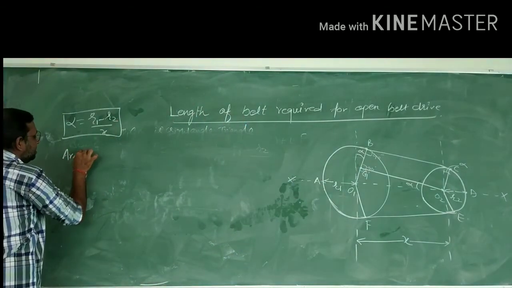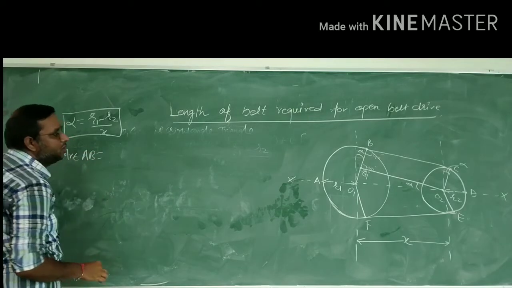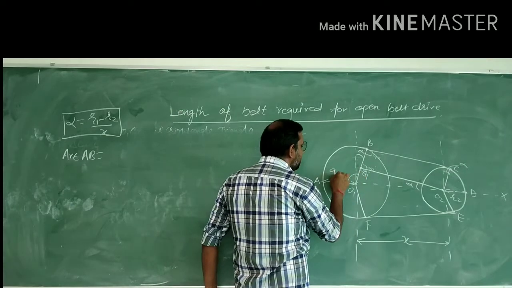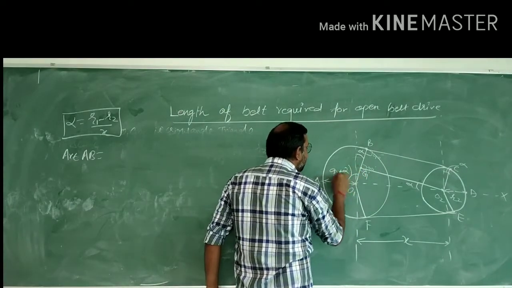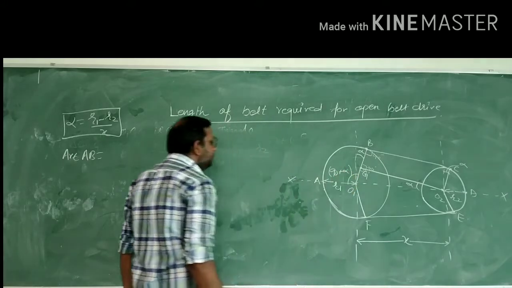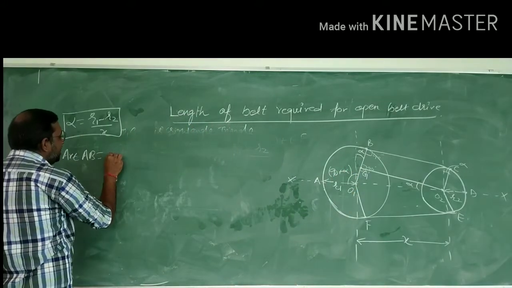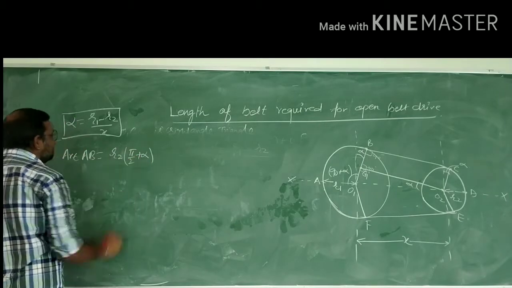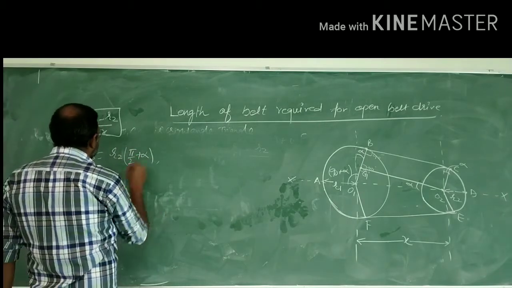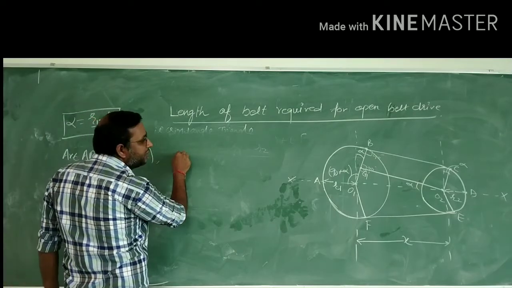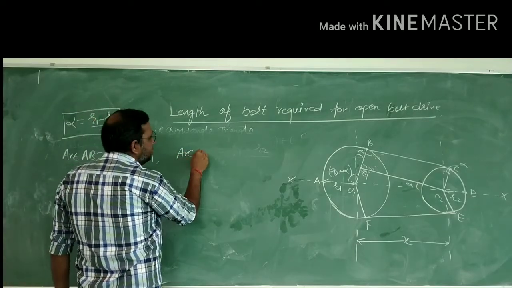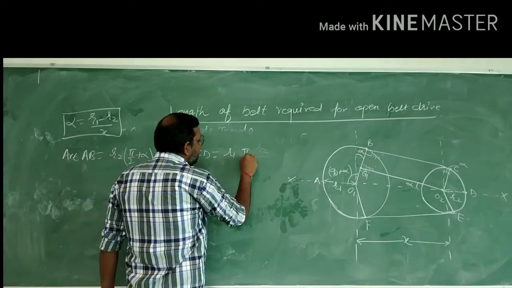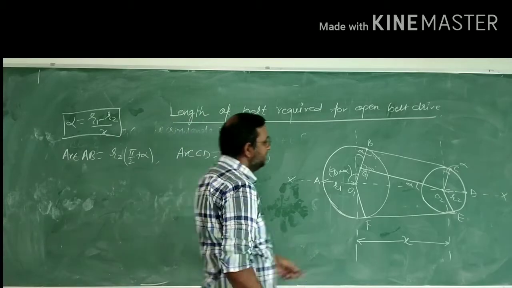So arc length AB would be equal to L equal to R theta, using the formula L equal to R theta. So this total angle would be equal to 90 plus alpha. So it would be equal to radius multiplied by 90 plus alpha. Okay. Great. And we need to find out arc length CD. This is equal to radius of the smaller pulley, and this is 90 minus alpha.